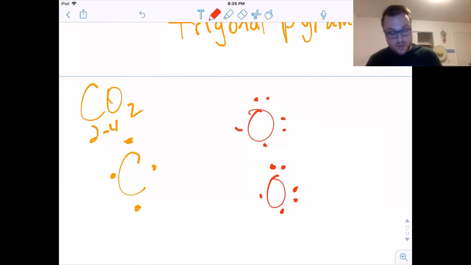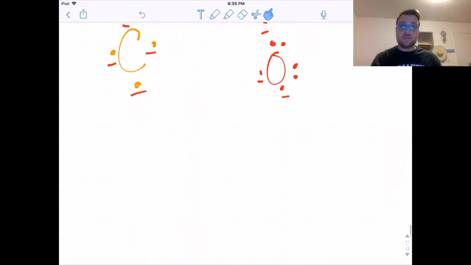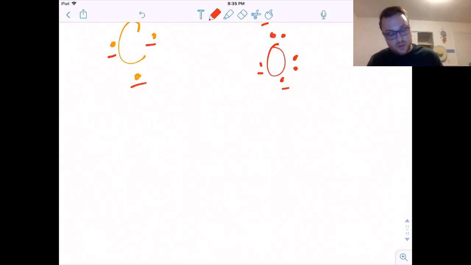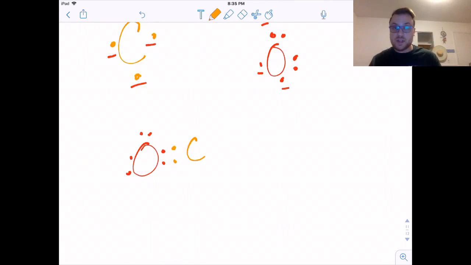So oxygen has 2 to share with 2 on carbon. Ooh, that's a double bond. And then the other oxygen also has those 2 to share. Clean it up if you want. Show it with bonds. Double bond C, double bond O.